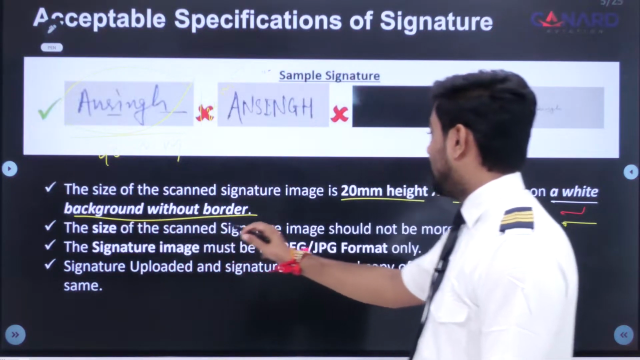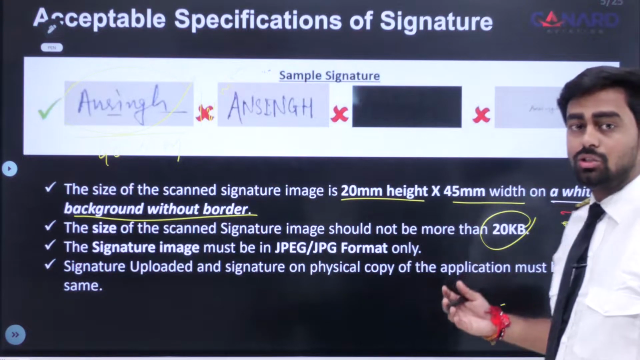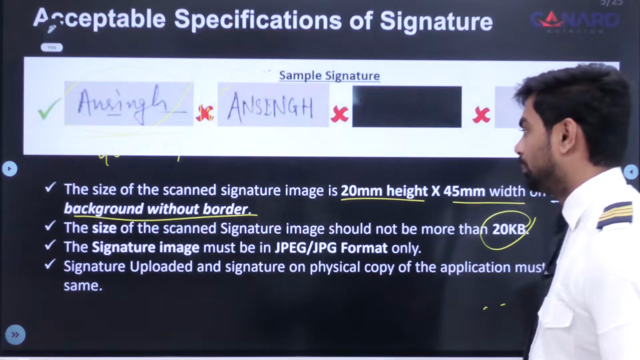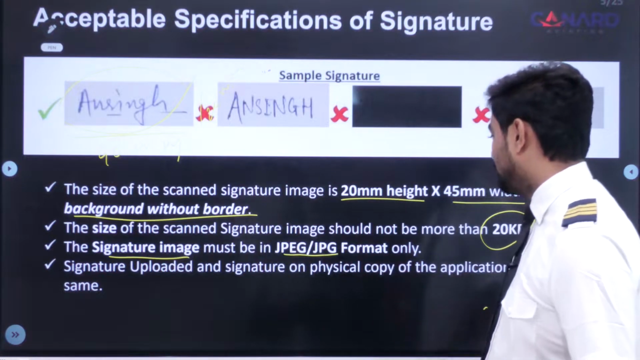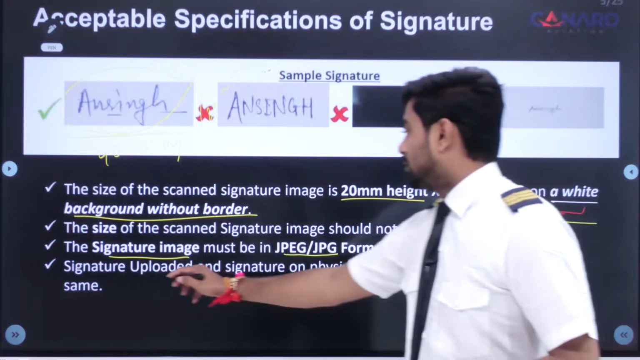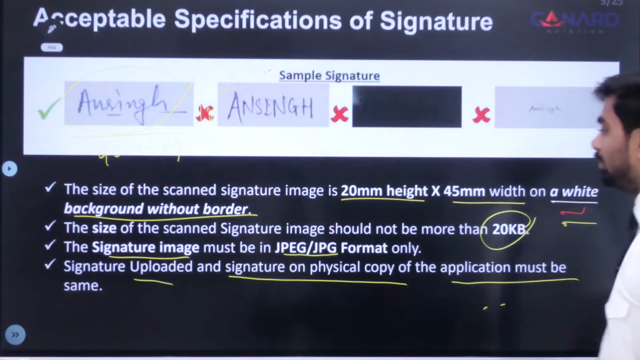The size of the scanned signature image should not be more than 20 KB. Here also the size should not be more than 20 KB. The signature image must be in JPEG or JPG format. We have seen that earlier as well. The signature uploaded and the signature on the physical copy of the application must be the same.